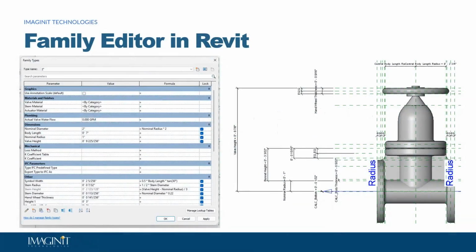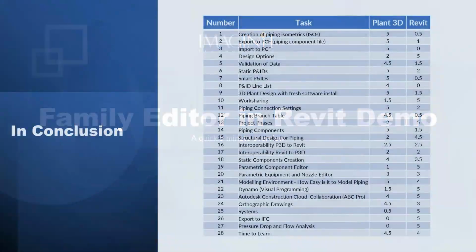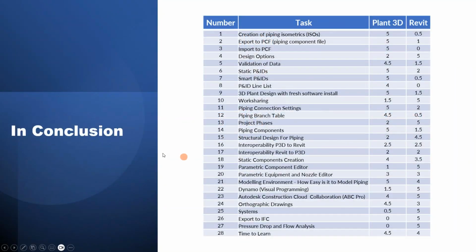So that was the spec editor before. This is the family editor. Over here, in conclusion, we have all of our grades. There's a lot of different features that we didn't compare. The list is already long as is, and it could be much longer. But over here, we have the overall scores that we gave.